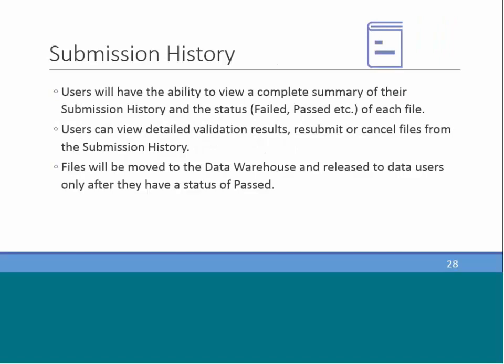We have heard from data submitters that it is critical that the new system have clear reporting of the status of submitted files, processing, failed or passed, and compliance with submission requirements. In the new system, users will have the ability to view a complete summary of their submission history and the status of each file. Users can view detailed validation results, resubmit or cancel files from the submission history. Files will be moved to the data warehouse and released to data users only after they have reached pass status.